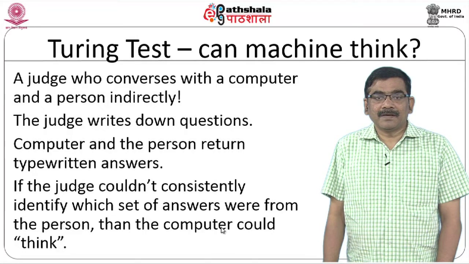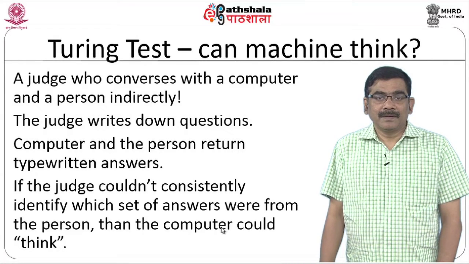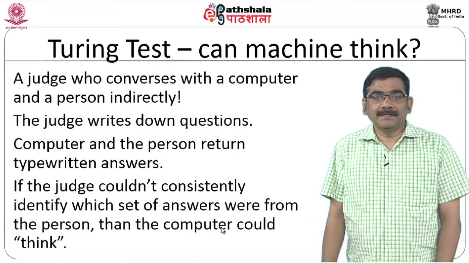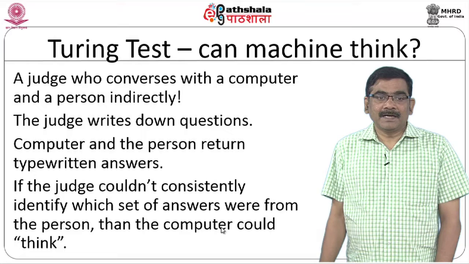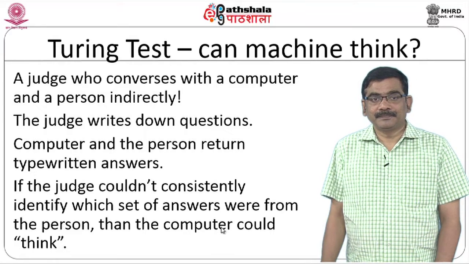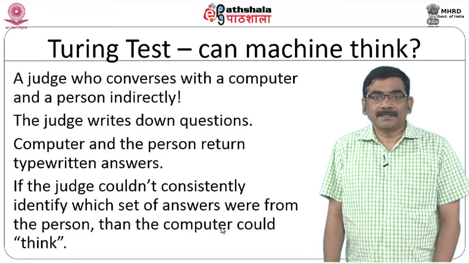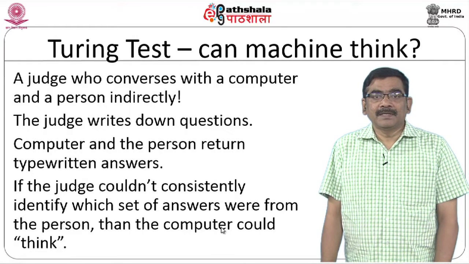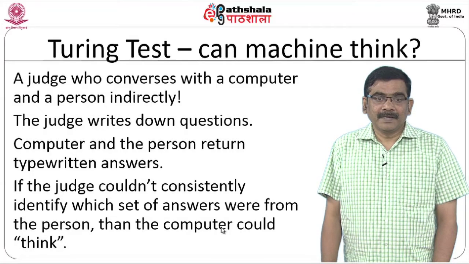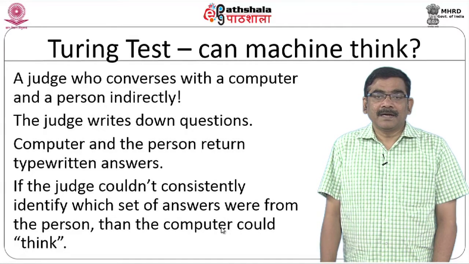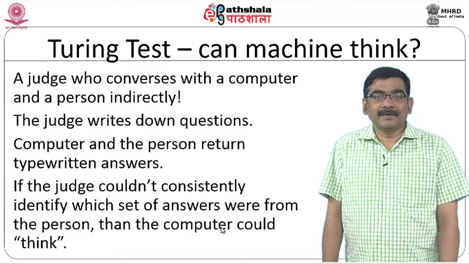So, the Turing test is fine if a person and computer masquerade, representing the other personality. Can the judge consistently determine which set of answers were from a person and which set come from the machine? Suppose the judge can't determine, then we can say that the computer is acting very smart, similar to the human person. In other words, the machine is exhibiting intelligence. This test is called the Turing test, and this is considered as a litmus test of whether the machine will ever think or not.